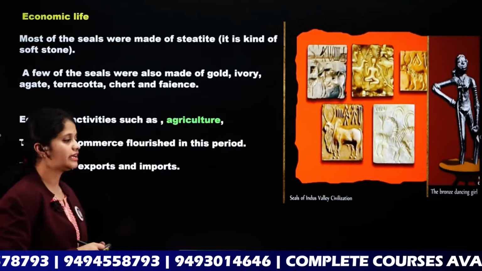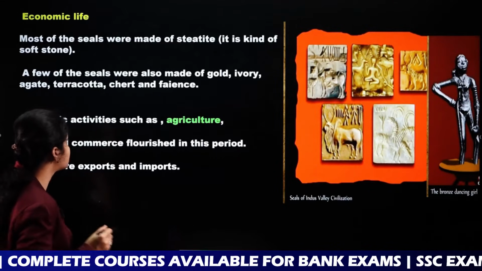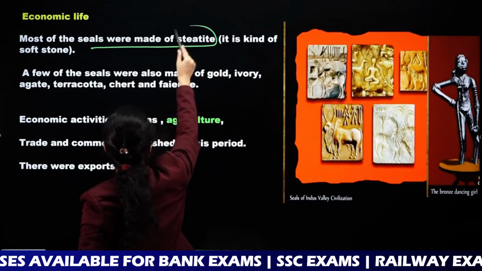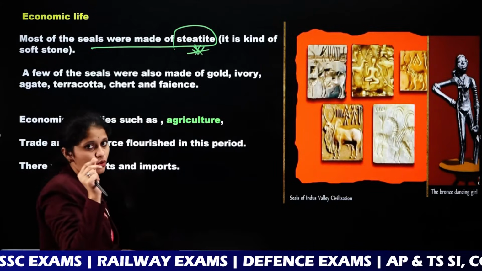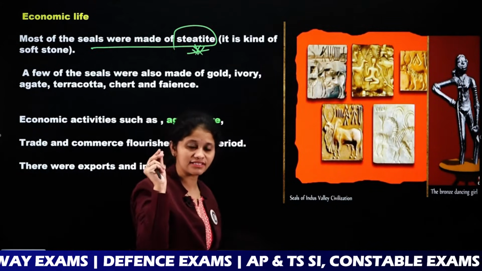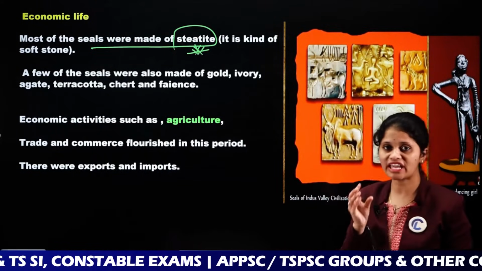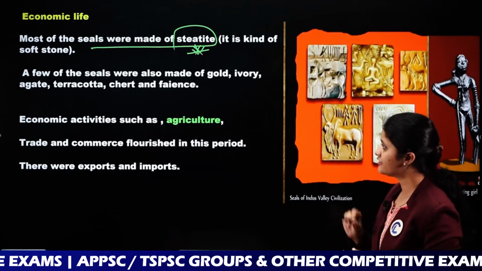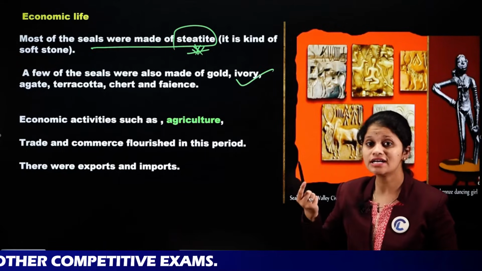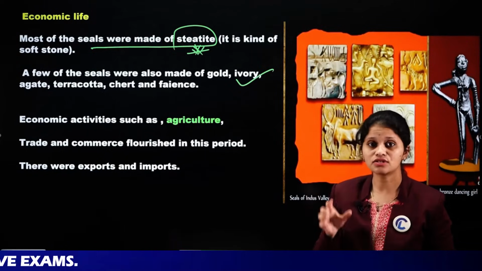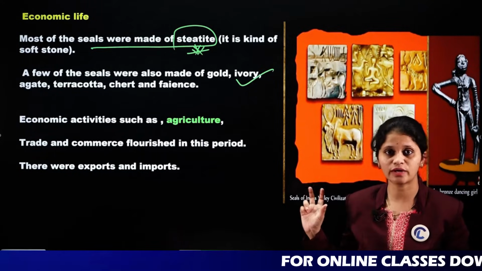economic life. How was economic life during the period of the Indus Valley civilization? Most of the seals were made of steatite. What is steatite actually? It is a kind of soft stone, not marble, but a soft stone. Many of the sculptures and seals were made only with steatite. A few seals were also made of gold, ivory, terracotta, chert, and faience. So you have to concentrate mainly on terracotta and steatite. Terracotta was most used in the Indus Valley civilization.